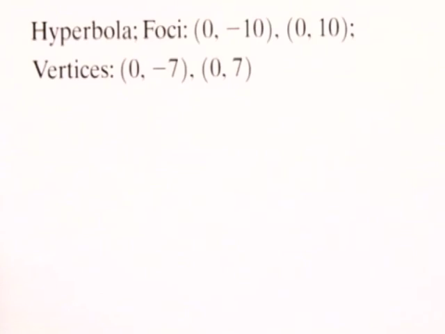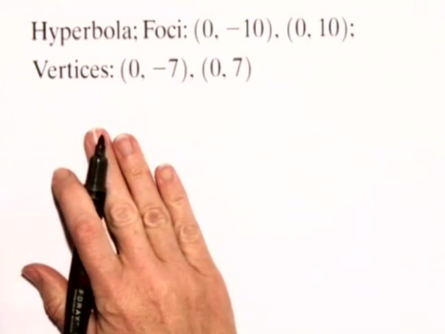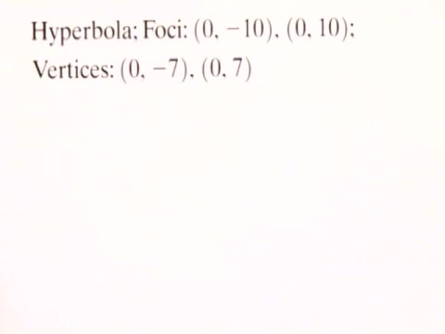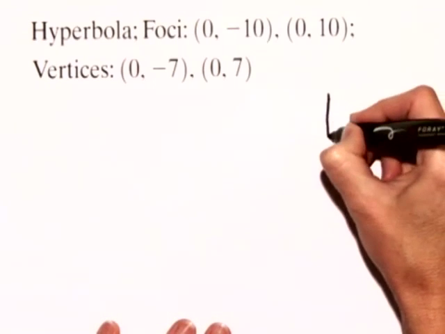In our next problem, we'll come up with the equation of a conic section in standard form. We're given a hyperbola with information about the foci and the vertices. Let's do just a quick sketch of these points to help us.